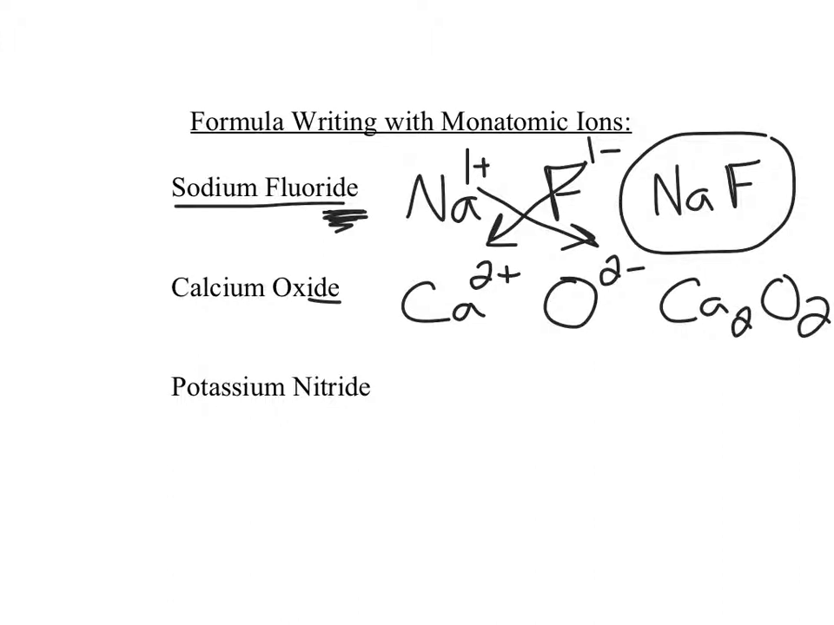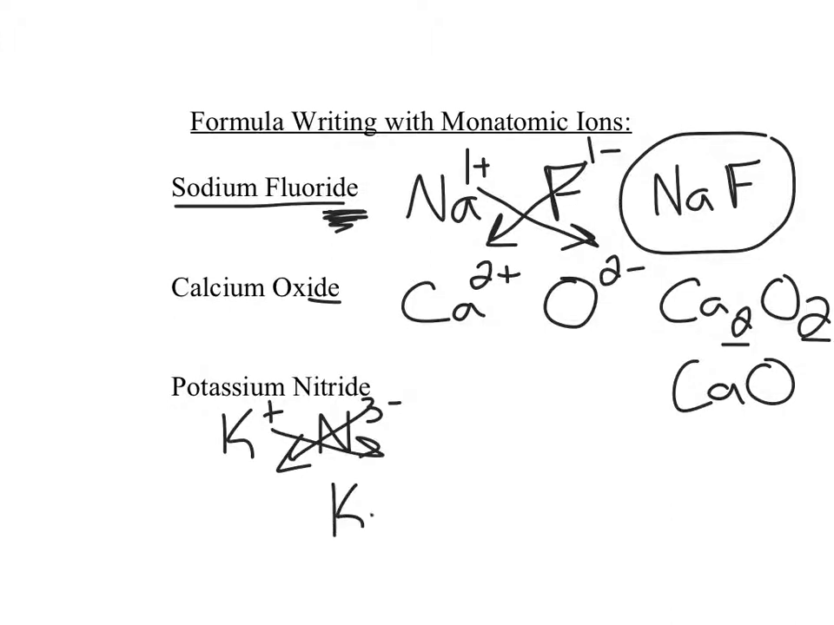Ca2O2. Now this one had a little bit of a twist, and some of you might have taken care of the problem here, but those 2's can be reduced. So the formula for this one would be CaO. For the last one, I put potassium, which is a plus, nitride, which is N3-, I cross, I get K3N. And that's how you formula write with monatomic ions.